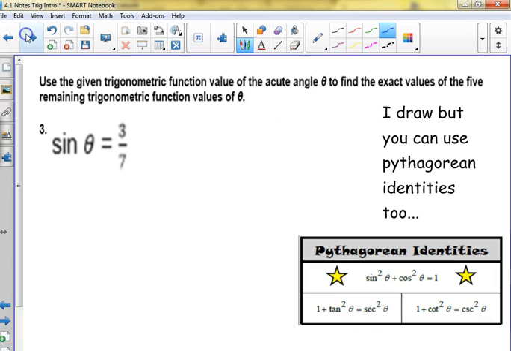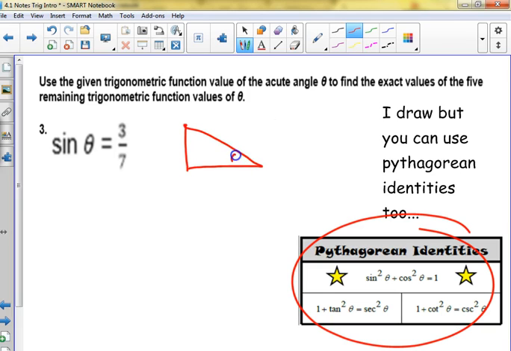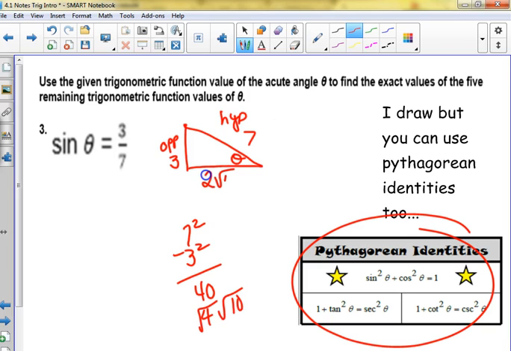Okay, we're skipping 2. Number 3 is really the same thing, yes? You can do this using Pythagorean identities. I never do. I always draw. If I have sine, it means I have the opposite over the hypotenuse is 3 over 7. And then I do my Pythagorean theorem magic. 7 squared minus 3 squared would be 49 minus 9 is 40, which is square root of 4 times square root of 10, or 2 square roots of 10. Is that right?